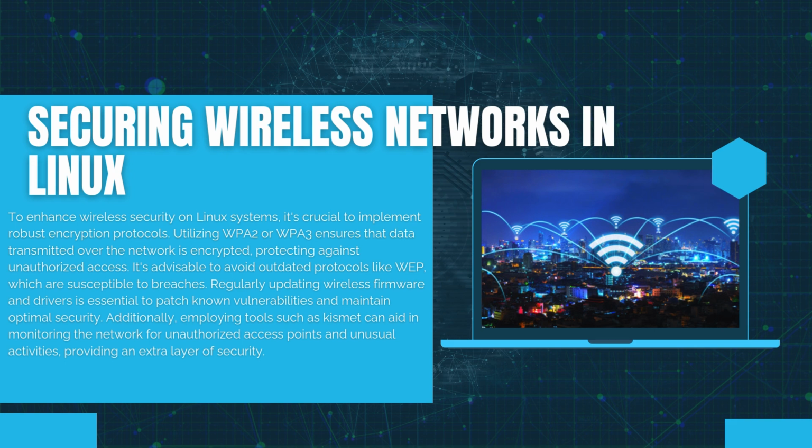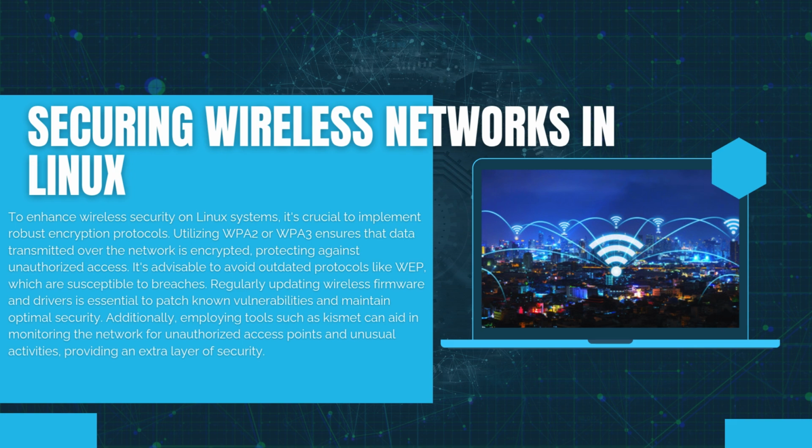Another key step is monitoring your network. Linux has great tools like Kismet, airodump-ng, and Wireshark that let you sniff traffic and detect unauthorized access points or suspicious activity. For example, if someone sets up a rogue AP or clones your SSID to pull off an evil twin attack, these tools can help you catch it before any real damage is done.